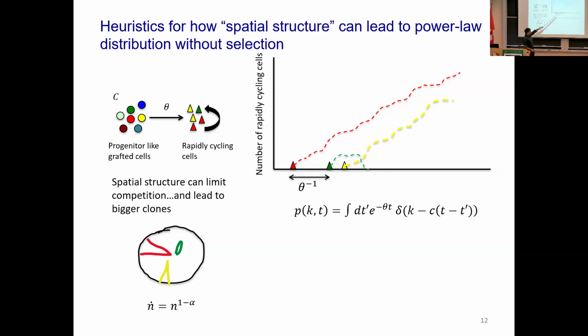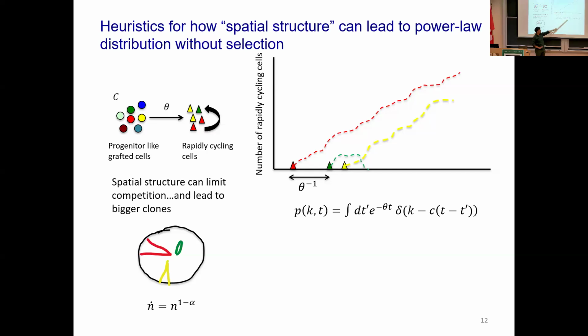So you can do this calculation in full-blown glory. But the simple intuition is, there's a Poisson waiting time for stuff to come in. And if it comes at some time, sorry, this should be t prime. So nothing comes in until t prime. Something comes in, and then this clone grows. And if it gets to size k, that's the probability of seeing a clone of size k at time t. Yes, exponential wait time. It's a Poisson process with exponential waiting time. Correct. Thank you.